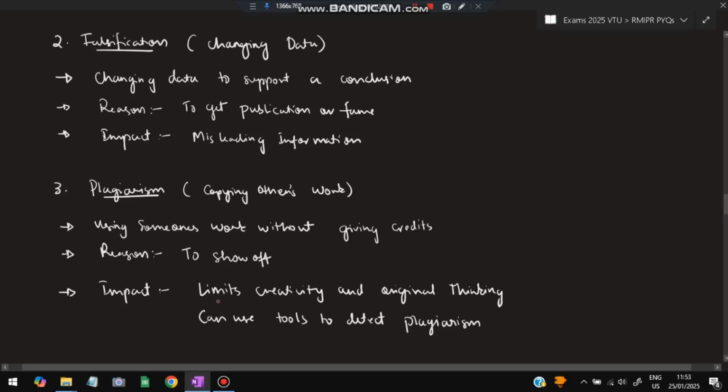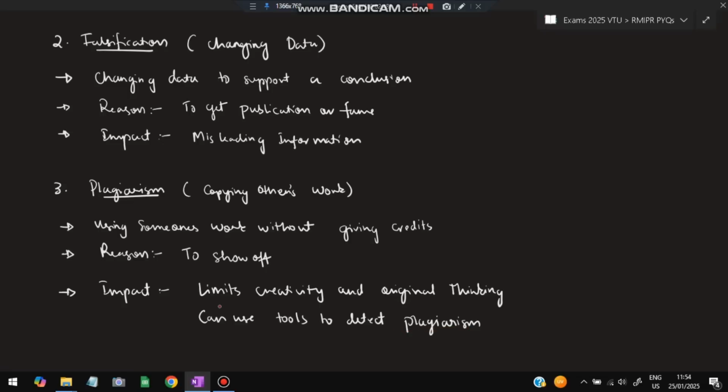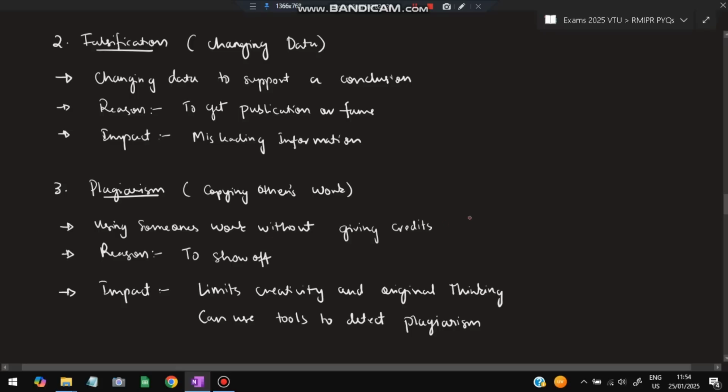The impact is that it limits creativity. Simply taking someone else's work and doing it will limit creativity. You have your own talent, right? You can use the talent to create your own original work. Original thinking will be reduced. And there are tools which detect plagiarism, which will cause further loss of respect. If someone gets to know that you have copied work without giving credits, you will be losing respect in their eyes, right? So these kinds of things exist. That is about plagiarism.